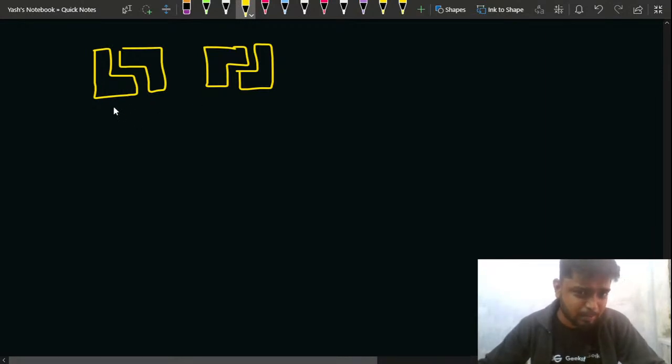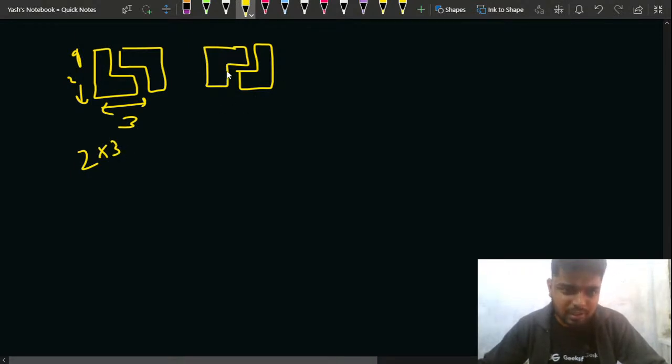This is a 2 cross 3. This length is 3 and this length is 2, right? So this is a 2 cross 3. This is also a 2 cross 3 but in a different shape. Is there any other shape that we can have? No, for this much part you cannot have any other shape, right?